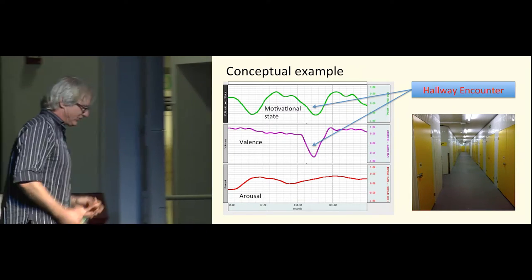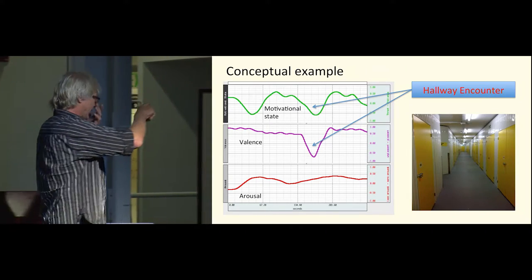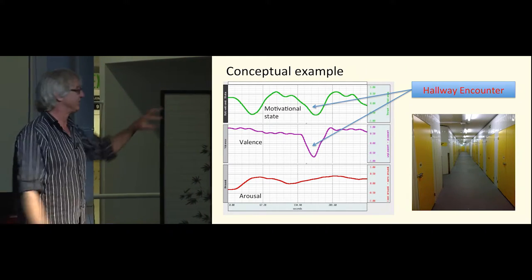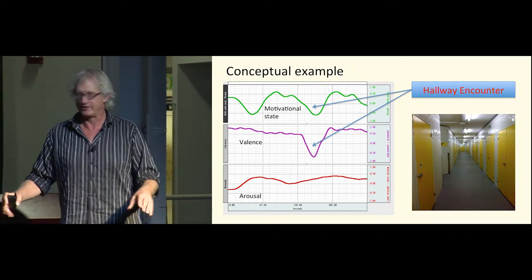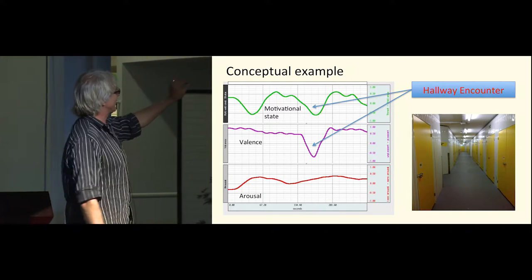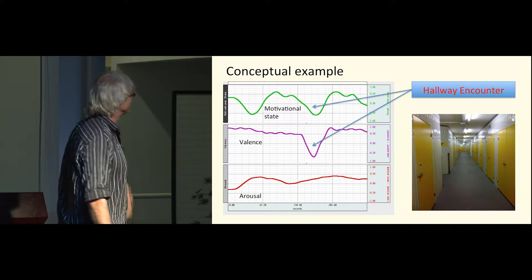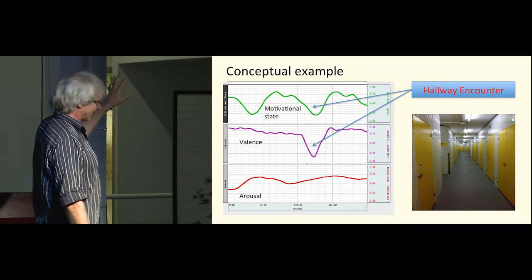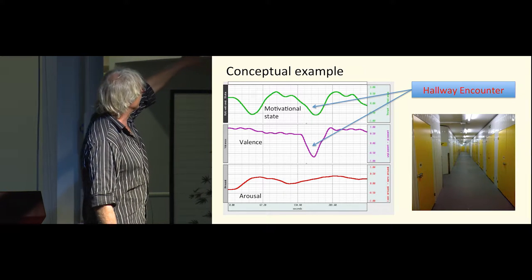Back to the architect, here's an example of how something could work. Let's say you have the client, right? And the client is in a virtuality. The client is wandering through the virtuality that the architect has crafted. At this point in time, the client is encountering this range of yellow doors, and the client has a specific response. The motivational state is plotted on the top there in green.